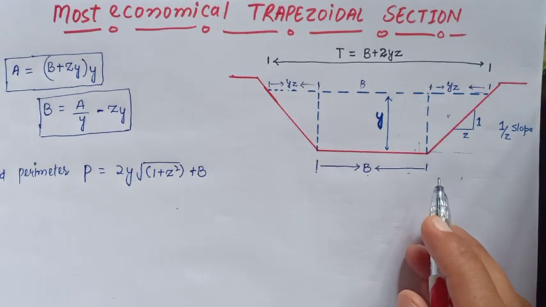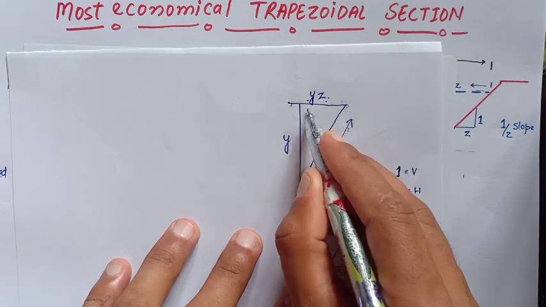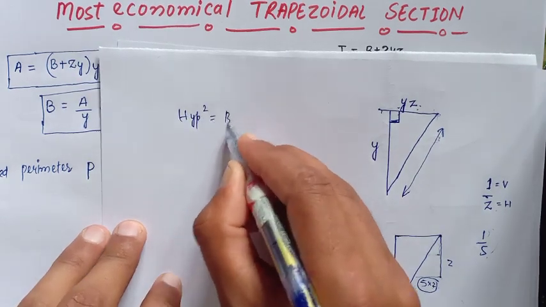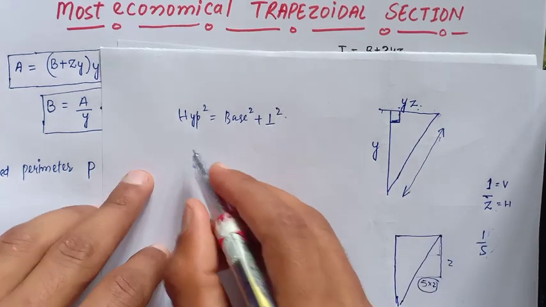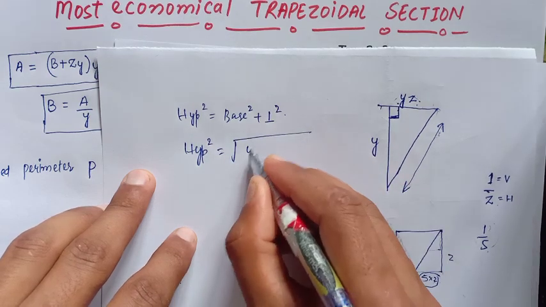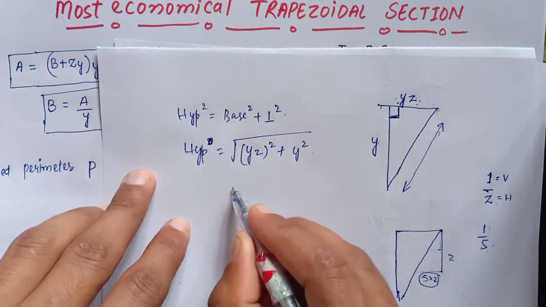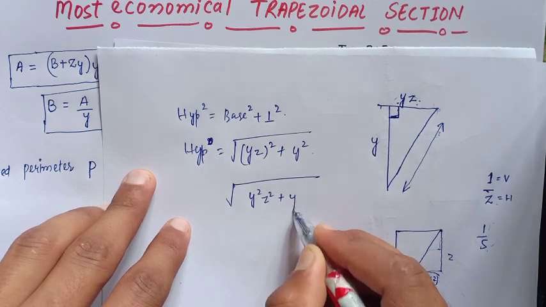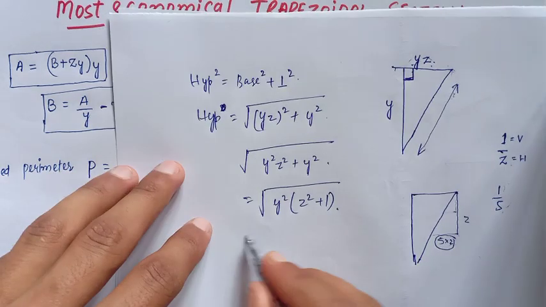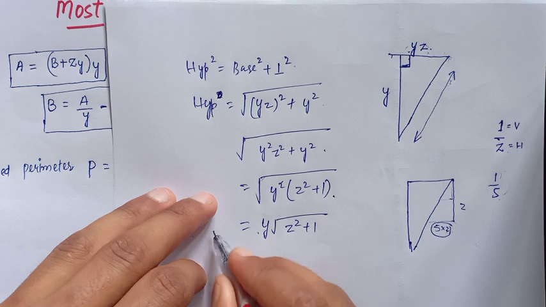Now our next point is to find this length. If we take this as a right angle triangle, right angled at this point, we know by the Pythagoras theorem that hypotenuse square is equal to base square plus perpendicular square. We have to find the hypotenuse. The base is yz. So hypotenuse square will be equal to yz square plus y square, so the hypotenuse is under root y square z square plus y square. We can take y square common: y square into z square plus 1. The y comes out of the root, so y under root z square plus 1. So this is the hypotenuse.